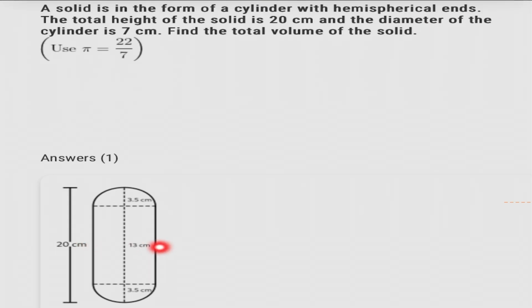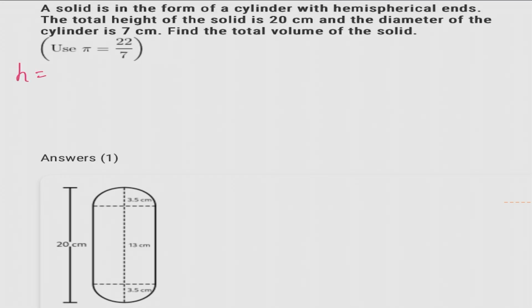And the diameter of the cylinder is 7 centimeter. Find the total volume of the solid. So, we have to find the volume of the given solid. So, these are the given parameters. First, let us write the given parameters.